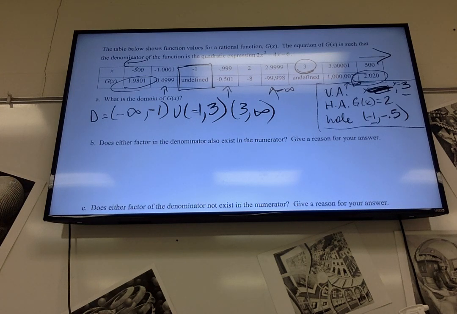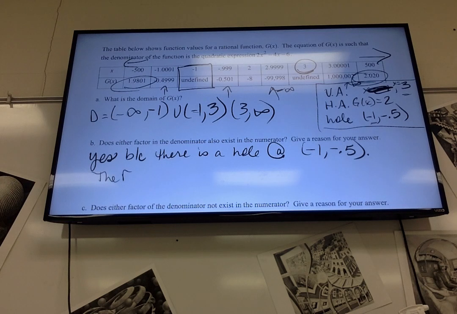Okay, good. B, does either factor in the denominator also exist in the numerator? Okay. Yes. How do we know yes? When you have the exact same factor in the top and the bottom, they cancel, creating a hole or point discontinuity. Absolutely right. So, yes, because there is a hole at -1, -0.5. That'll work. So, what is that factor? There you go.